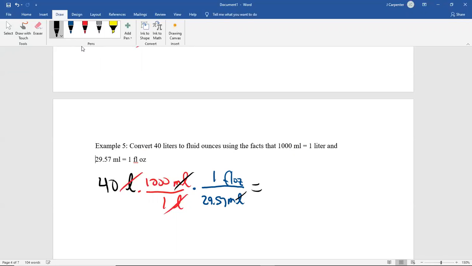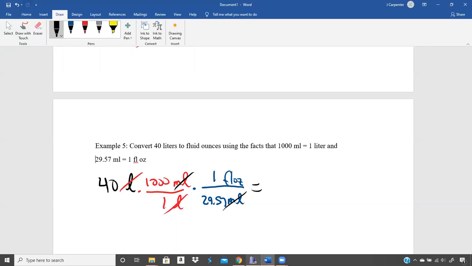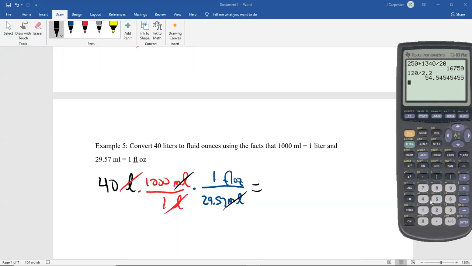All right, out with the old, the milliliters cancel. The only thing we're stuck with is the fluid ounces, which is exactly what we're supposed to convert to. So we'll take the 40 times the 1,000, because that's in a top, but we will not multiply the 29.57 because it's in a bottom, so we divide it. So we take our 40 times the 1,000.